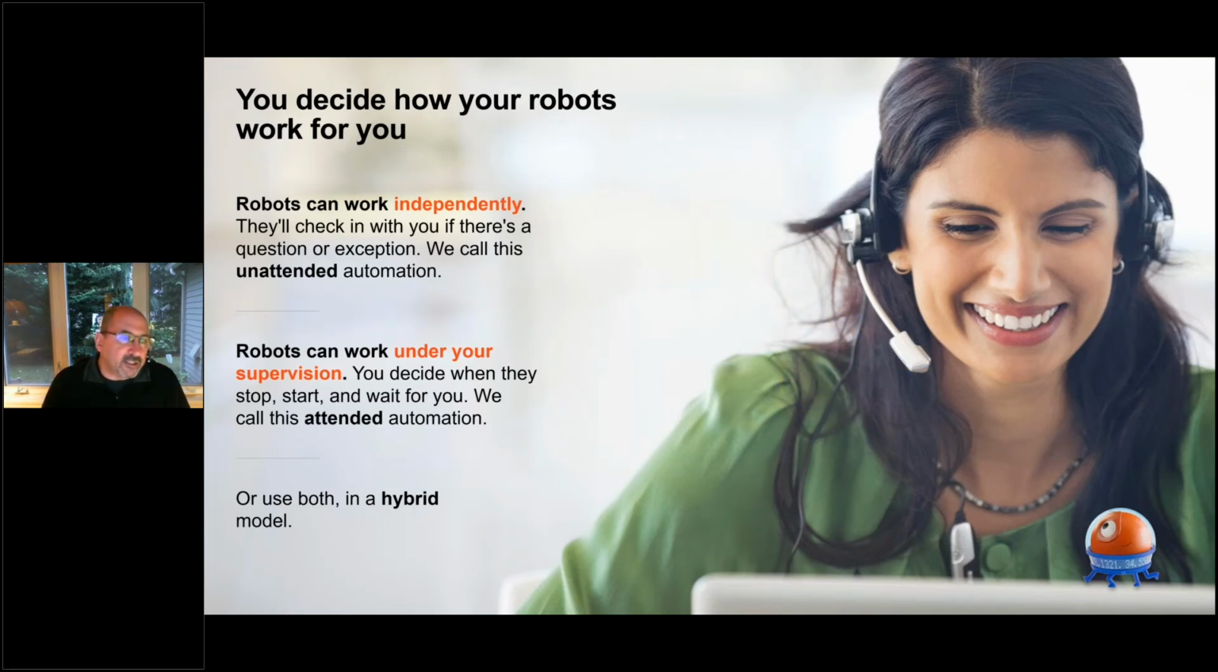One is robots that just work independently. These are robots that are always on point, and these are typically 24-hour based robots, and they're constantly watching for something. They're looking for a new record in a database. They're looking for a transaction to have occurred. They're looking for an email to have been sent to an inbox. They're looking for an attachment on an email. We call those unattended robots.